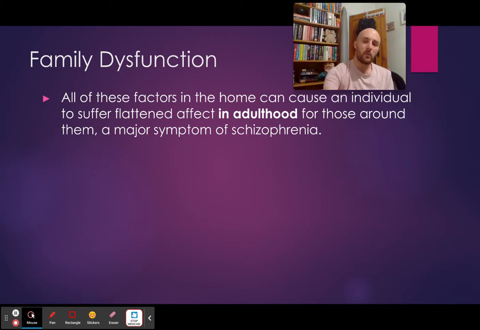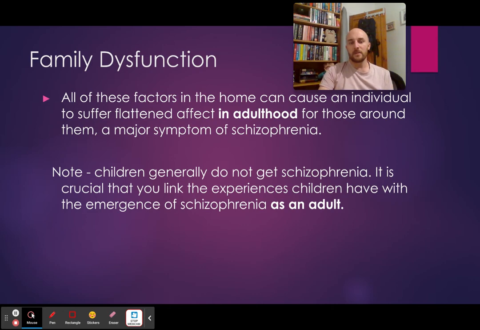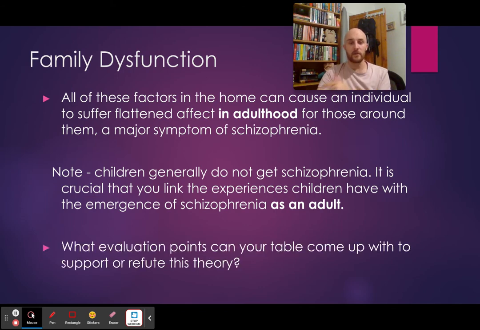The other key thing I do want to point out here, because this is quite important, is that we're talking about adulthood. Schizophrenia only really comes about in adulthood. And that's a really key thing to know, by the way, because some questions may try to catch you out and may get you to try to diagnose kids as schizophrenic, for example. But that's what it says here. Children generally do not get schizophrenia. It does happen, though it's very rare. And it's crucial that you link the experiences that children have growing up with the emergence of schizophrenia later on as an adolescent or adult or full-grown adult.